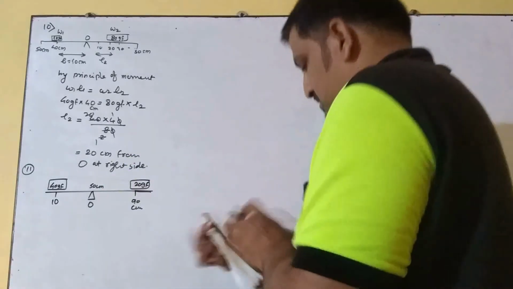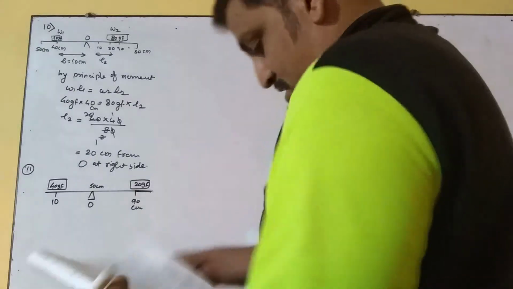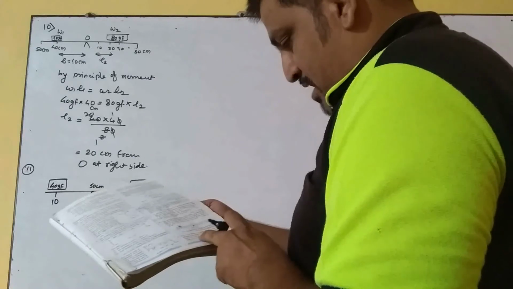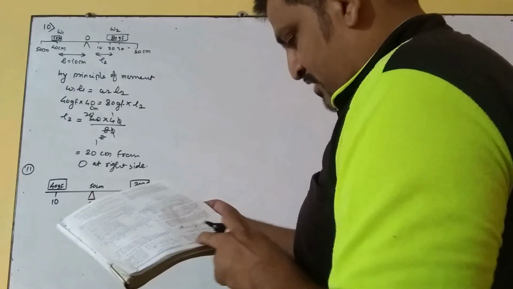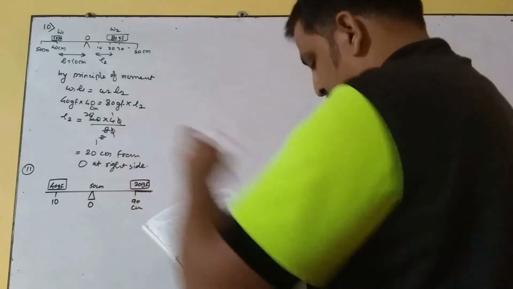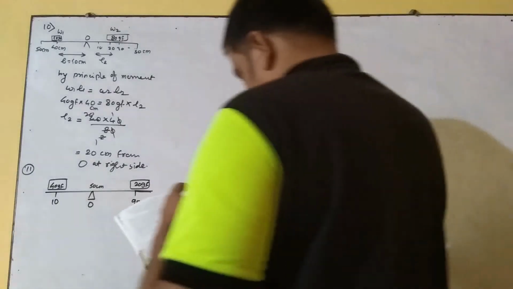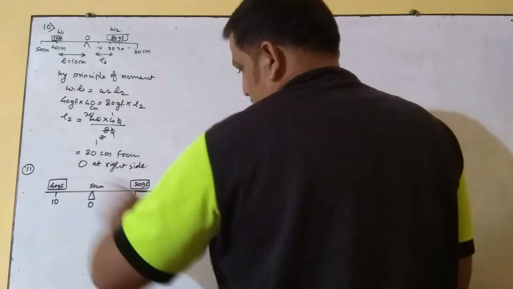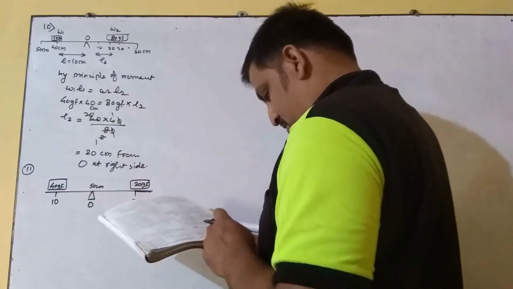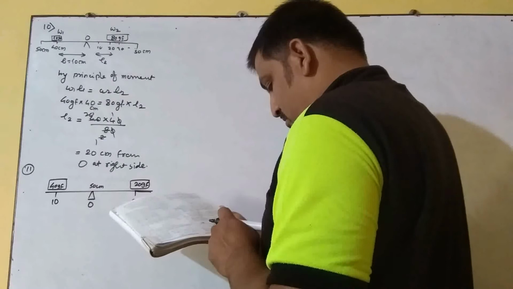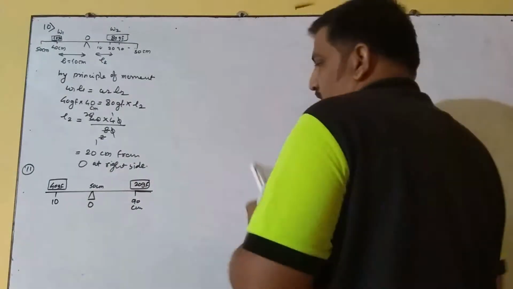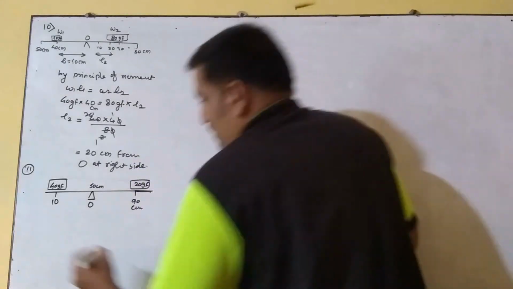Now let's see the question required. Figure shows a uniform meter rule placed on fulcrum at its midpoint O and having a weight of 40 GF at the 10 centimeter mark and weight of 20 GF at the 90 centimeter mark. Is the meter rule in equilibrium?